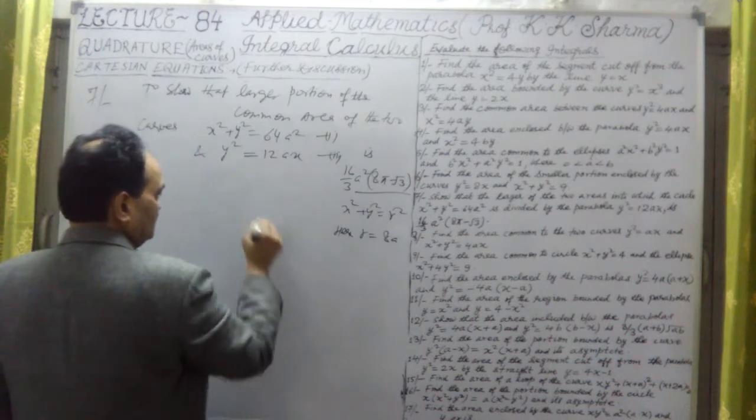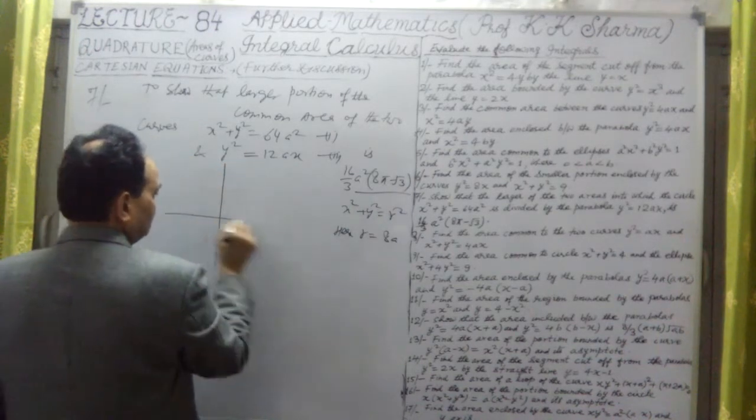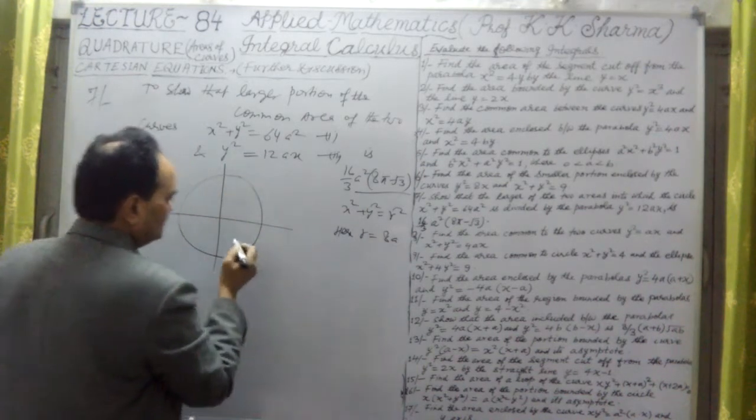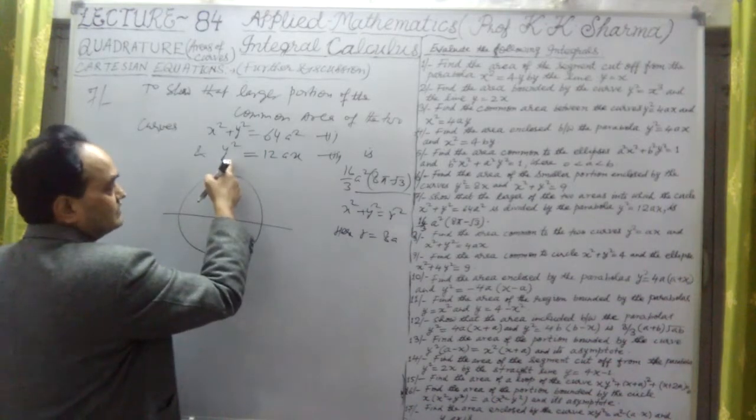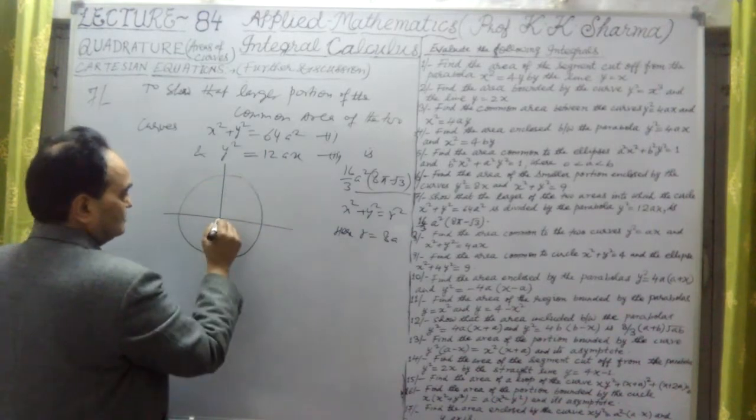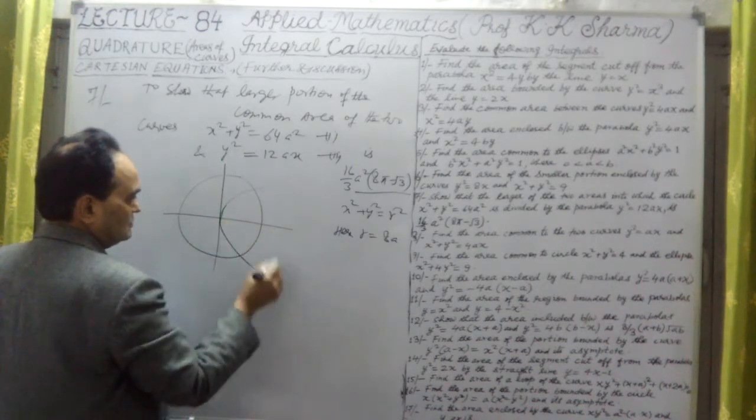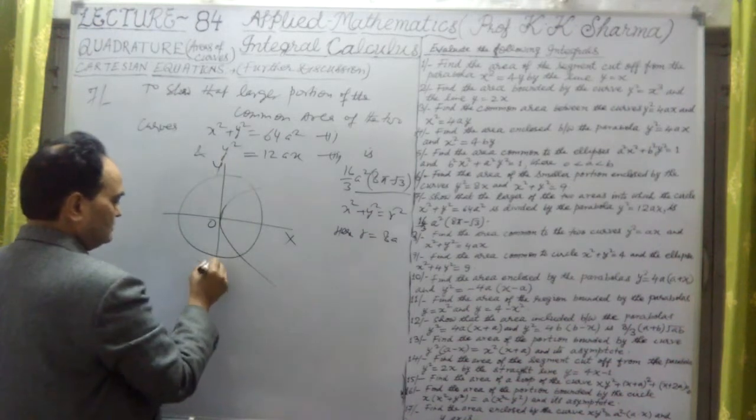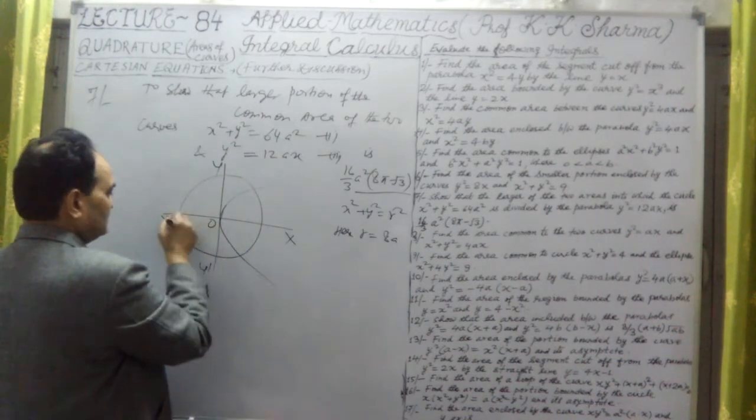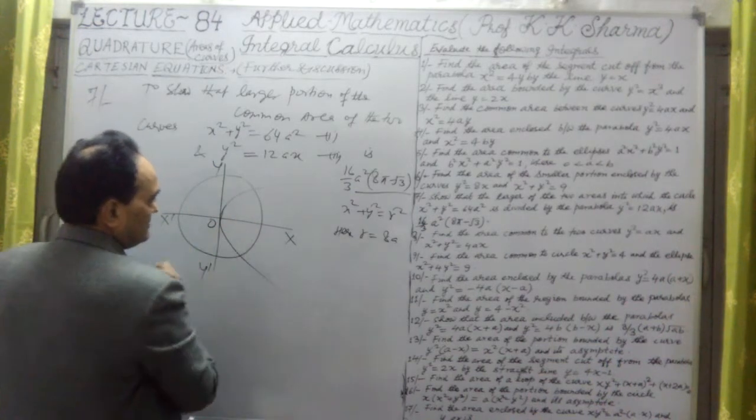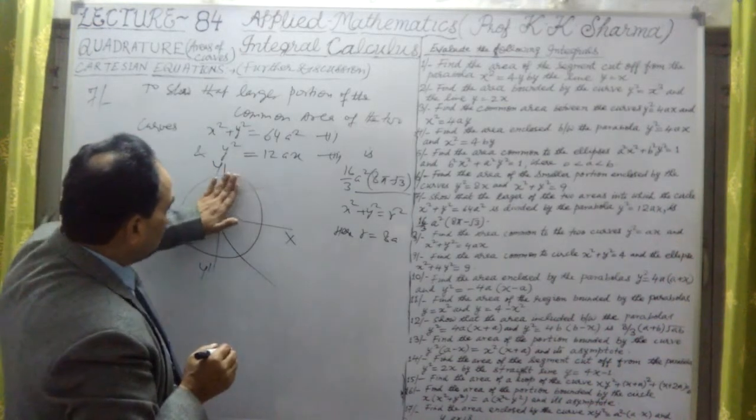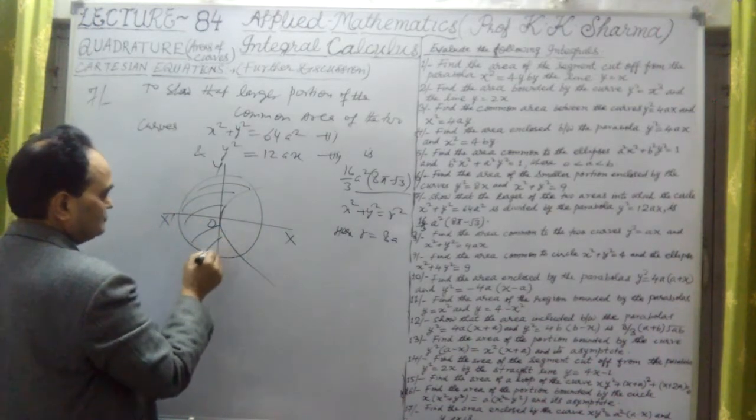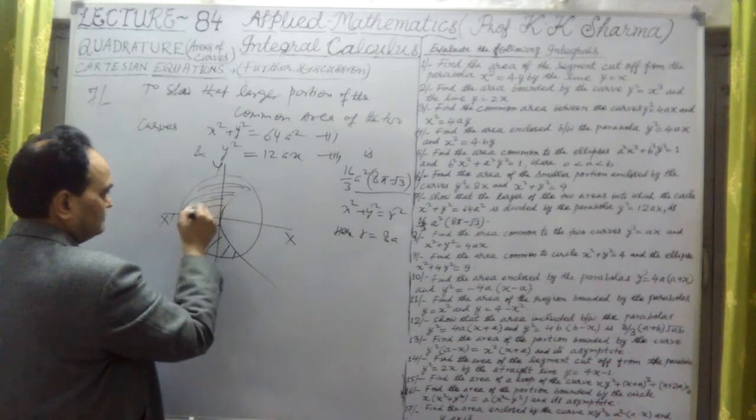Let me draw the common area. Again, the same circle, same type of circle we can draw. Parabola is again symmetric to x-axis here. This is the parabola, symmetric to x-axis. This is O origin, y dash, x dash. Okay, so the common area. Now it says the larger portion. So we have to find out this area. It's the larger portion common area of the two curves.